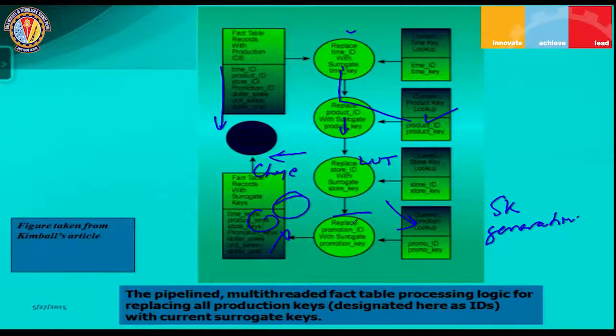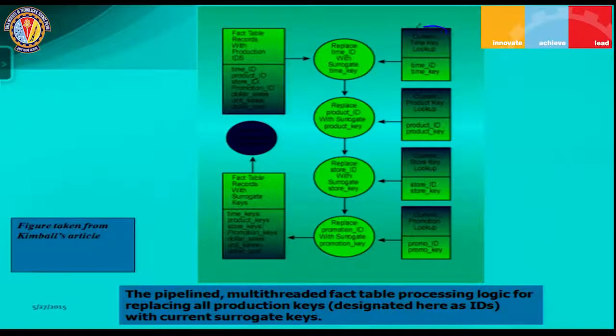And you can always parallelize the comparison part of the incoming dimension records with the existing dimension records. I'll clear the annotations first. So you can see current time key. This is a time dimension, this is a product, this is a store, and this is a promotion. So I can do it 4 different ways. 4 threads can be assigned, and 1 thread is responsible for 1 dimension, and that way I can parallelize this. So this is nothing new here.